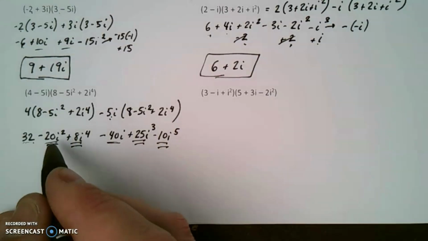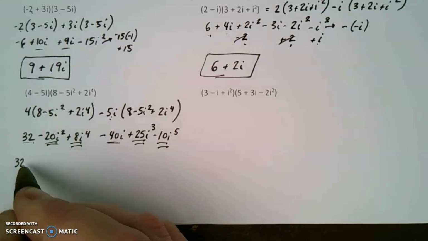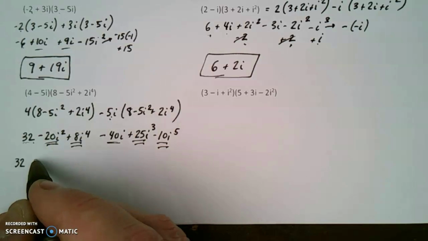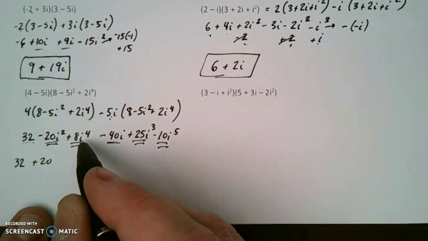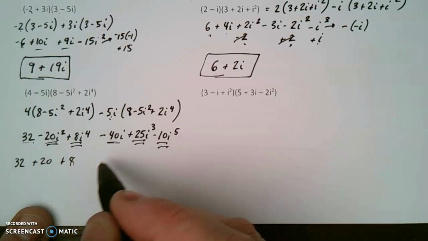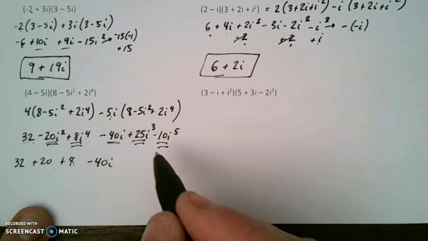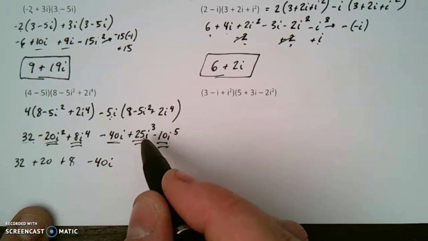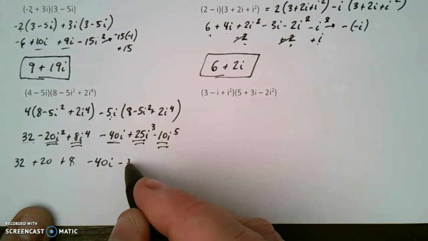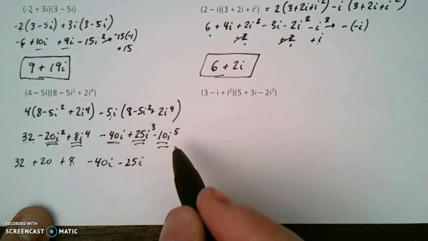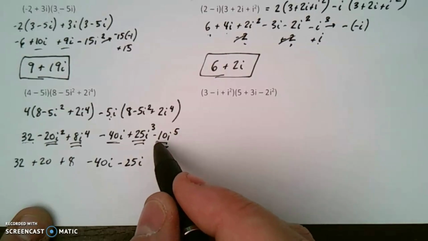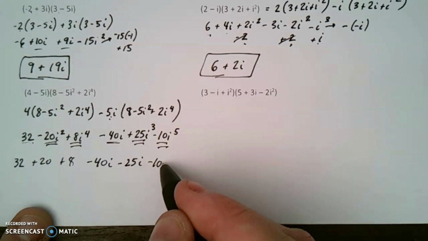So start here. This will be 32. Negative 20 times negative 1 will be plus 20. i to the fourth is 1, so that'll actually be plus 8. Minus 40i. i cubed is negative i, so 25 times negative i is minus 25i. And then i to the fifth is just i, and so this will be negative 10 times i, which is negative 10i.